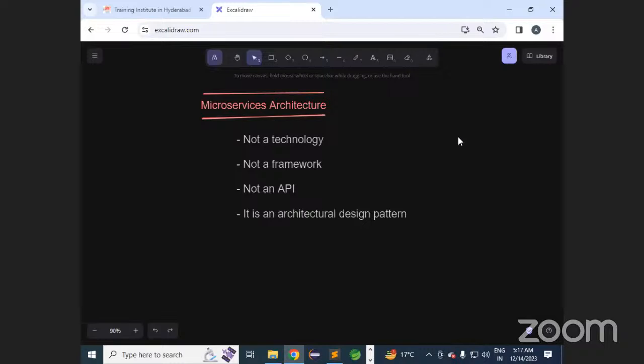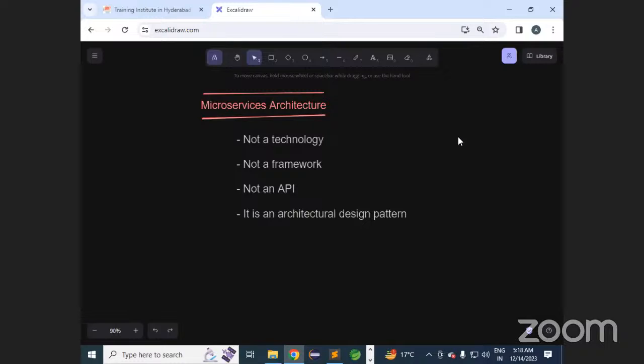Microservices is an architectural design pattern to develop applications with loose coupling. Whatever functionalities are available, don't combine all of them in one place. Divide the functionalities into multiple small projects so that you can manage them easily.